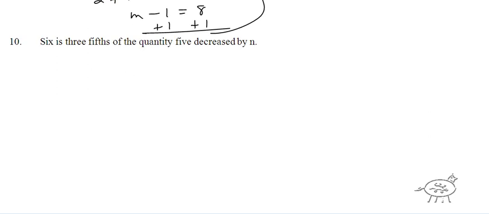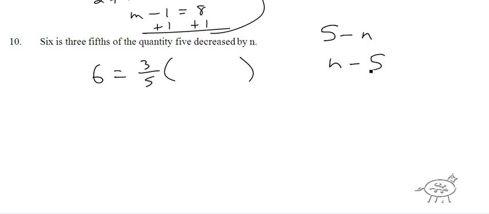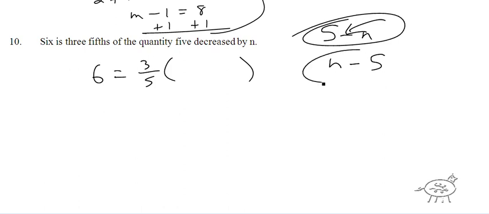Number 10. 6 is 3/5 of the quantity 5 decreased by n. Now, is that this or this? If you're decreasing it by n, aren't you taking n away? If I said it was n decreased by 5, it would be this one. But it's decreasing by n. So it's 5 minus n.